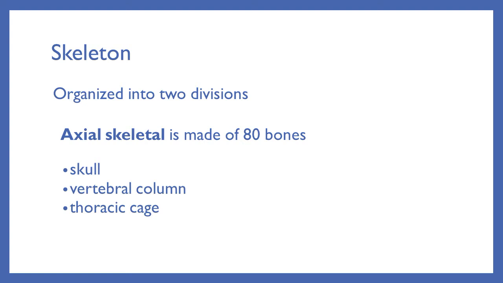The axial skeleton is made up of 80 bones. These include the skull, the vertebral column, which is your spine, and the thoracic cage, the word that we use for your ribs and your sternum in front. This part of the skeleton protects your brain, your spinal cord, and all of your internal abdominal organs.